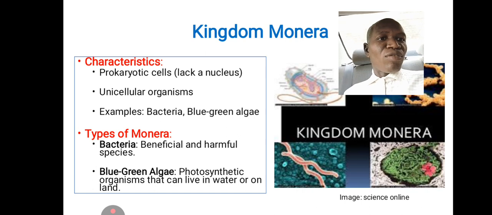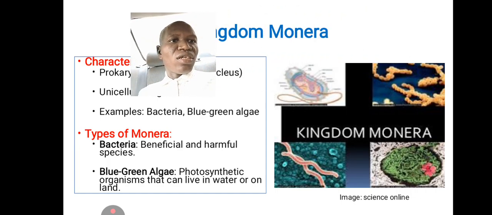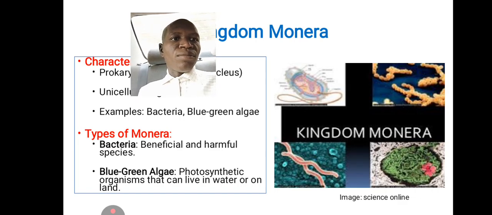All right, I have some pictures of organisms, bacteria, and blue-green algae. I hope you can see the picture very well. We have cocci and rod-shaped bacteria. That's the classification of bacteria; forget about it for now. In the future, you will do it.